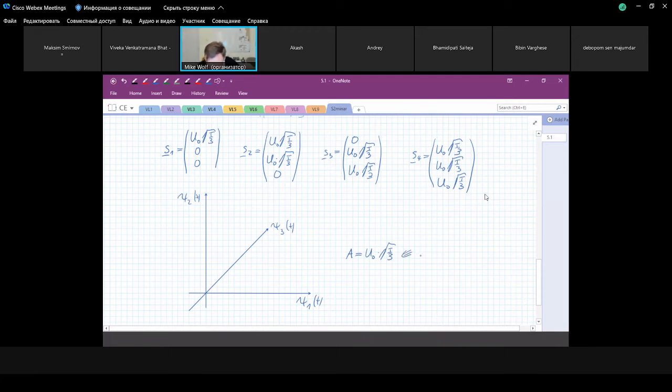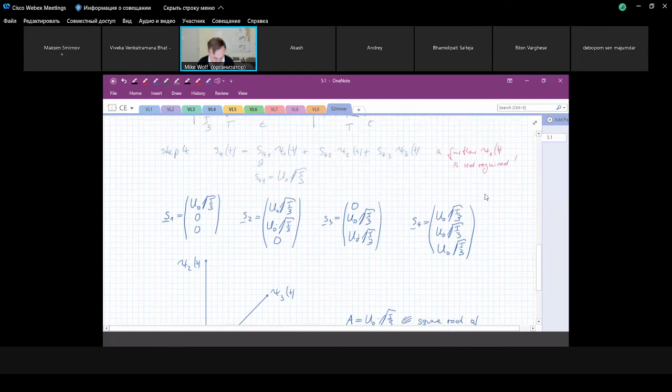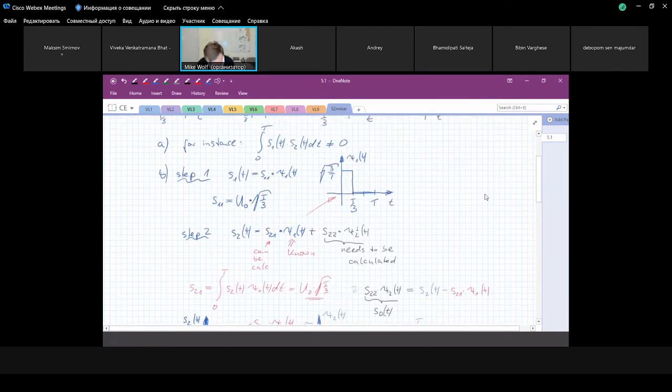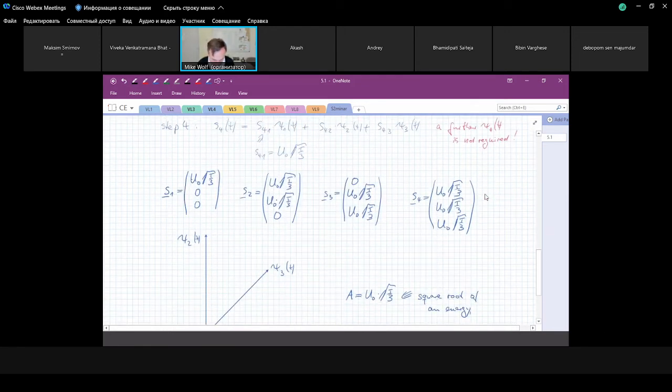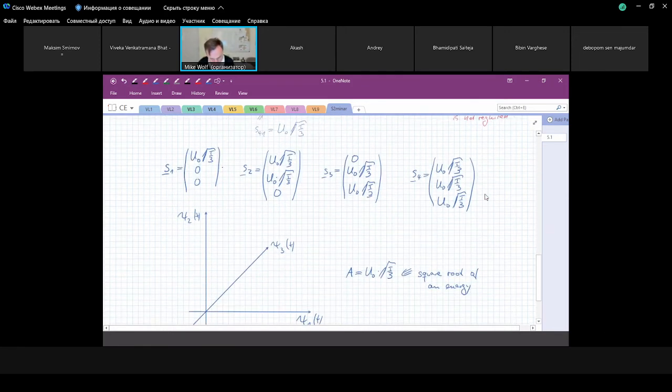Why is this a square root of an energy? The answer is very simple, because the sum of the coefficient squares is just the energy of the signal. So these vector components, if you take a look at the unit, are always square roots of energies. And the first signal, of course, has an energy of u naught squared times t by 3. And if you take a look at the signal vector, this squared is u naught squared times t by 3.